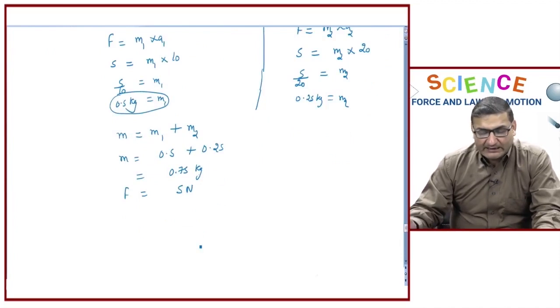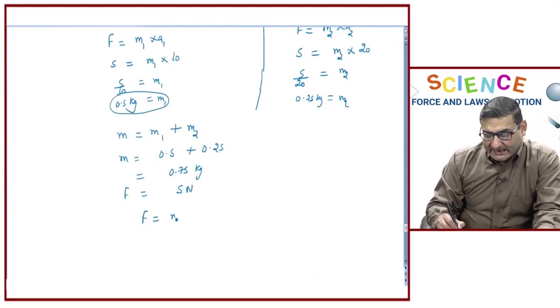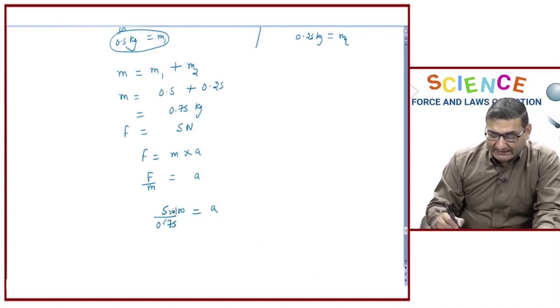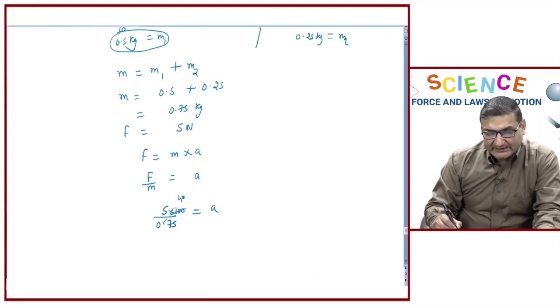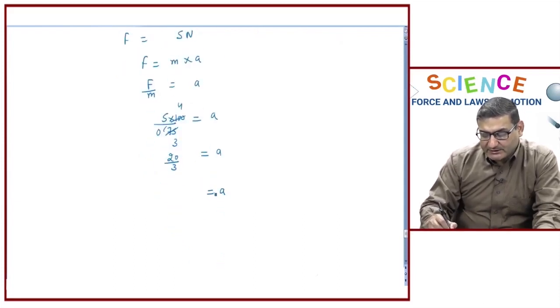Now I have to calculate the acceleration produced. So I know once again that F is equal to m into A. Keeping m here, I will get F upon m. Force is given to be 5 Newton divided by the total combined mass of both the objects now, which is 0.75. This is the acceleration. Removing the decimal and just multiplying it with 100, cutting it with 25, I will get 20 upon 3. The acceleration comes out to be 6.67 meter per second square.